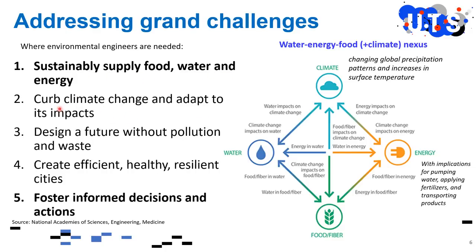And the second one is on curb the climate change and adapt to its impacts. Of course, this is quite related to what I have mentioned already. Design a future without pollution and waste. And this is an important aspect as well, because right now we have a lot of problems with pollution, not only in water pollution, but air pollution. So air pollution, the recent bushfire in Australia has also resulted to a lot of pollution problems. Waste is another issue here. So we have to design a future without, or at least minimize the amount of waste and pollution.